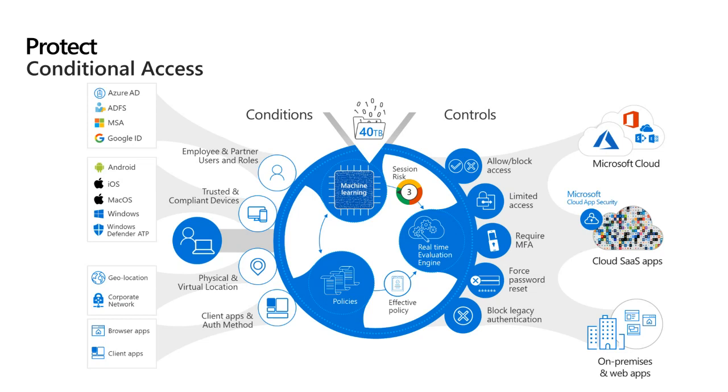So conditional access checks, you can create a condition against different controls and policies to allow or restrict how a user can access different cloud resources. Here on the right side, we can block access, we can limit access, we can require MFA, we can require password resets. We can even block legacy authentication if there is an on-premises dependency there.